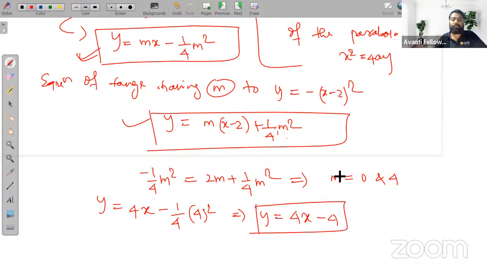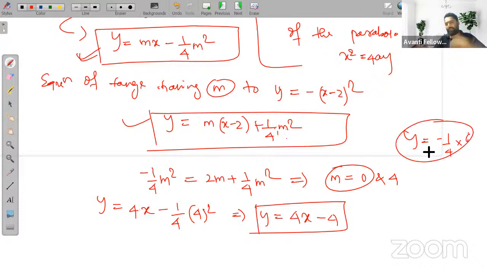In which case is the slope 0? If we put m is equal to 0, it will be y is equal to minus 1 by 4 into 0 square, that is 0. So y is equal to 0, that is the x-axis. So the x-axis can be a tangent, but the equation of tangent is actually y is equal to 4x minus 4. So this is your answer.